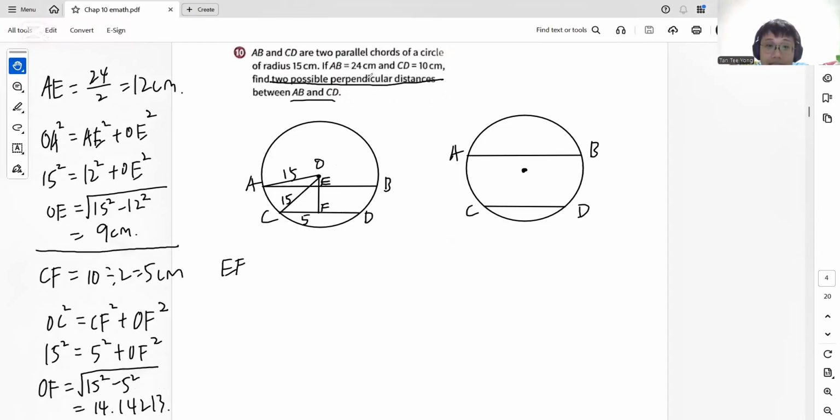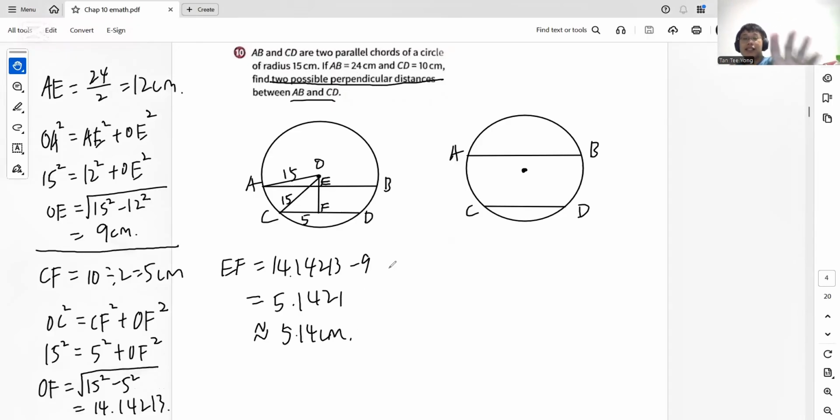So lastly, I want to find EF, which is the perpendicular distance between AB and CD. So EF is equal to 14.14213 minus 9. Okay, so that will give me 5.1421, round up 5.14 cm. So this is the answer for the first scenario. All right. Okay, now for the second scenario.